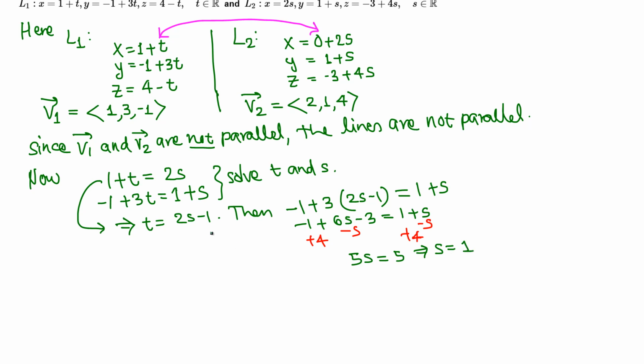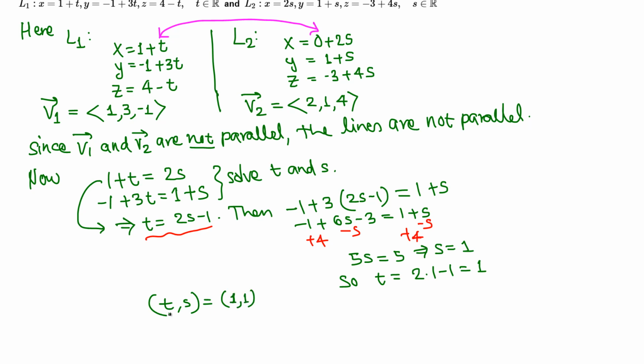Then plug this in here to find t. t is equal to 2 times s minus 1, so 2 times 1 minus 1, which is 1. So we found t and s are both 1.